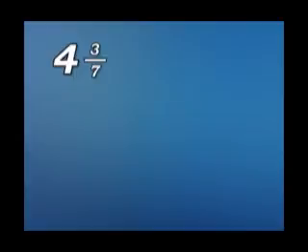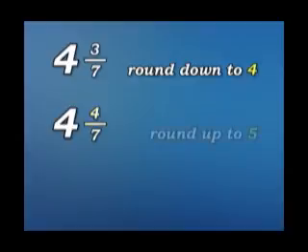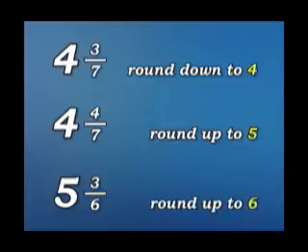4 and 3/7, well, 3/7 is less than a half, so we round down to 4. 4 and 4/7, 4/7 is more than a half, so we round up to 5. And 5 and 3/6, 3/6 is the same as a half, so we have to round up to 6.